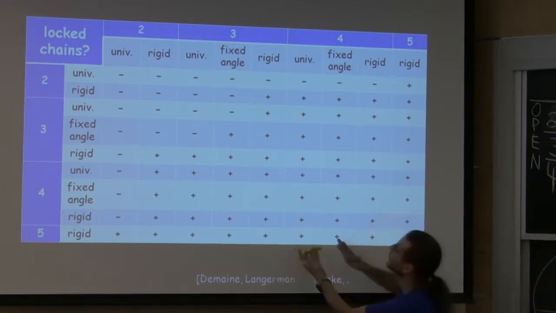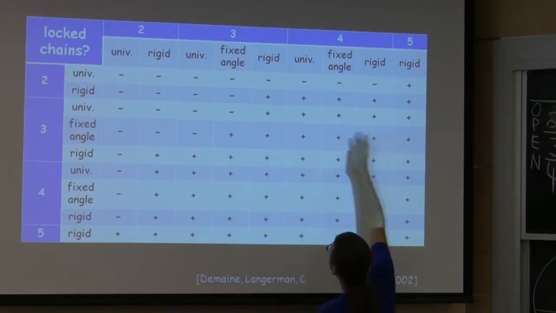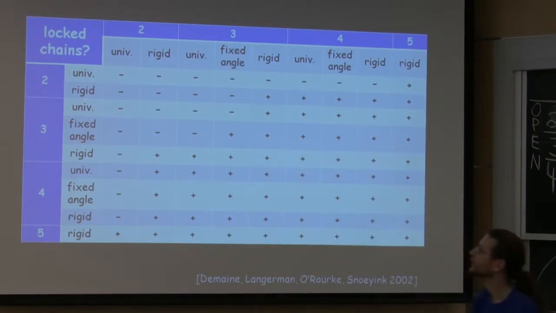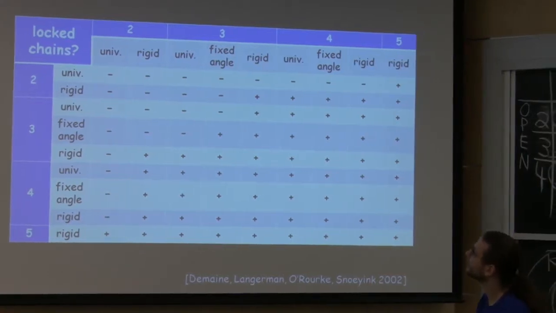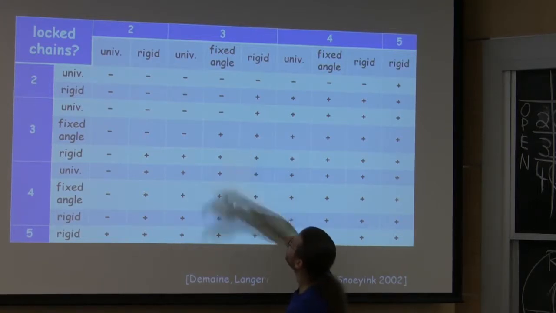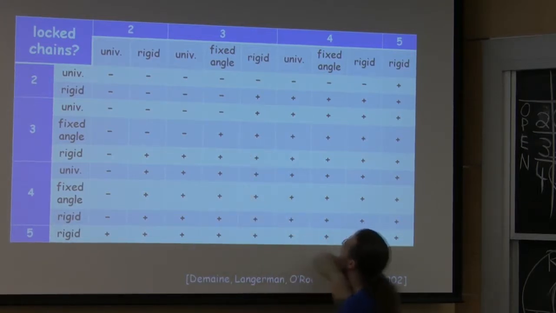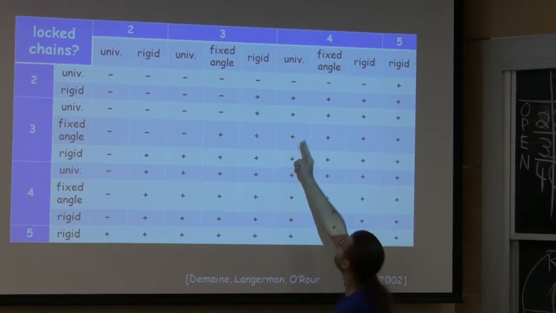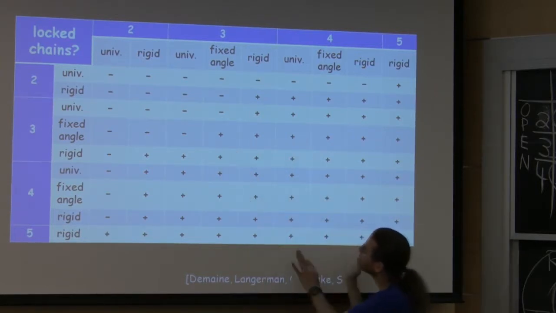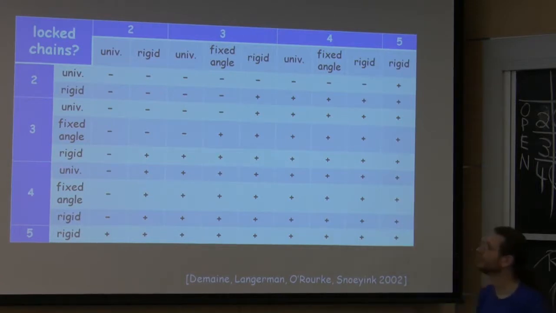And we've sorted the rows and columns so that you get a nice diagonal pattern. Not a perfect diagonal, but it's at least monotone. It makes sense that a rigid is more fixed than a fixed angle. But it's not obvious that a universal 4-chain is going to lock more than a fixed angle 3-chain. But it turns out that is the case for these examples.